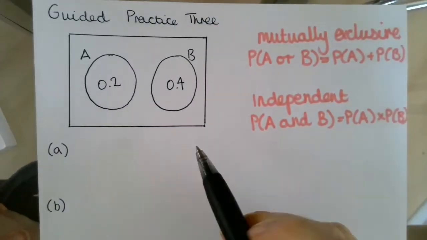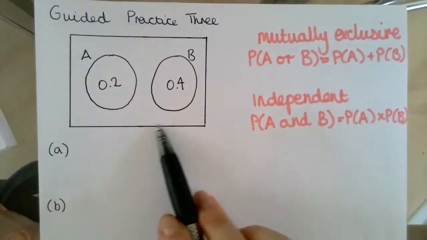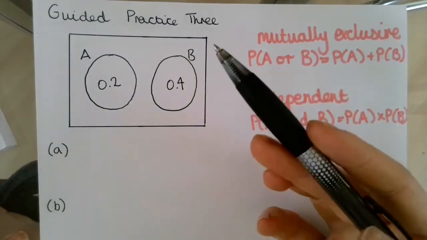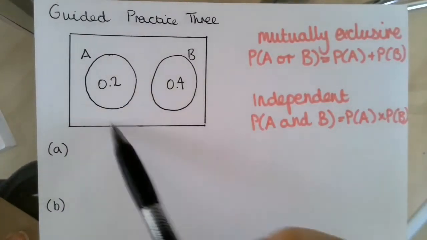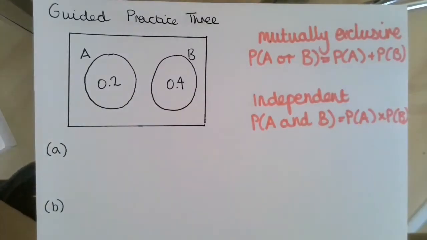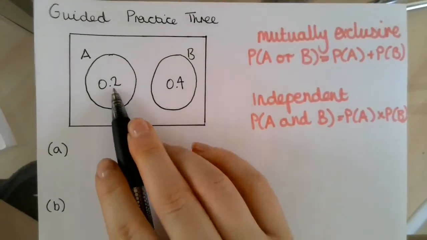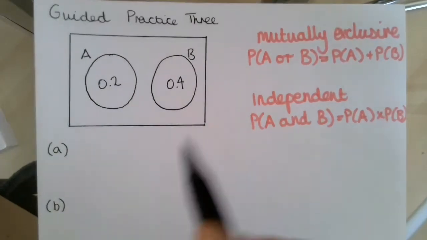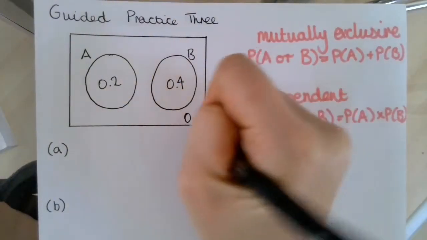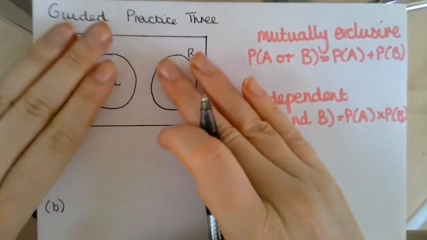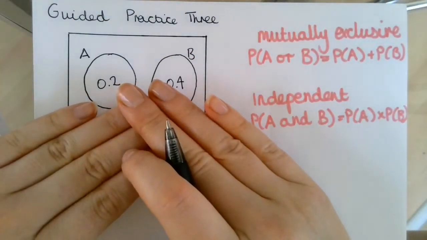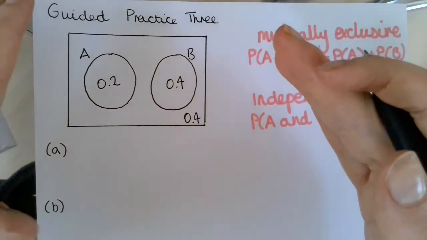So we know the total of probabilities of all outcomes of an event is 1. So we're going to do 1 subtract 0.6, which is the sum of 0.4 and 0.2, and we get 0.4 there. Now the reason why these two circles are not overlapping is because they are mutually exclusive, so they cannot happen at the same time.